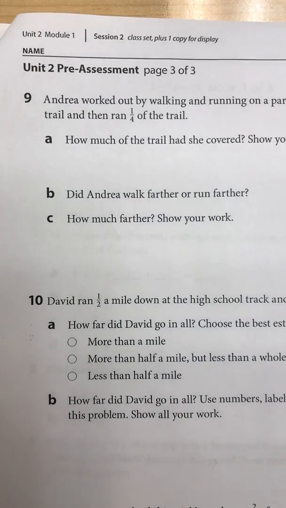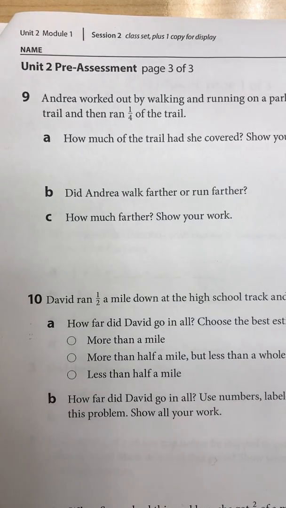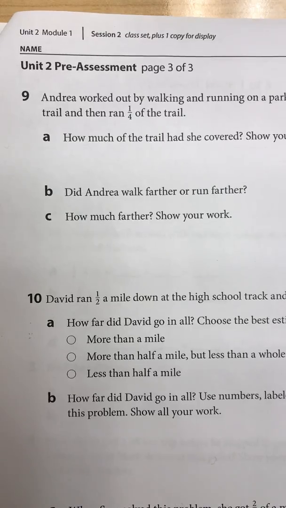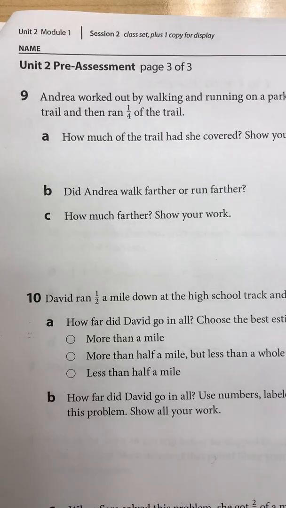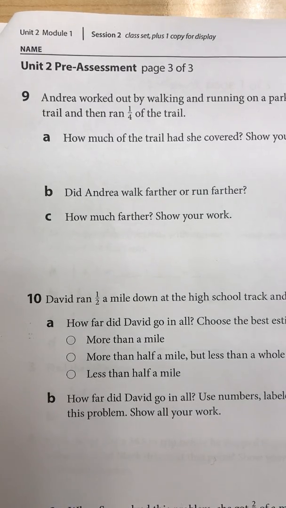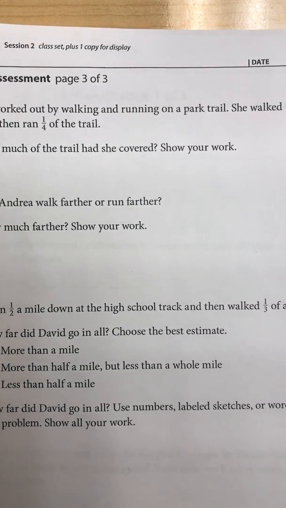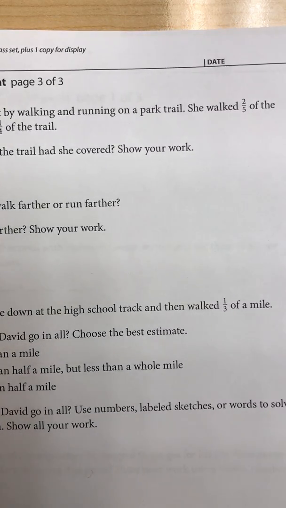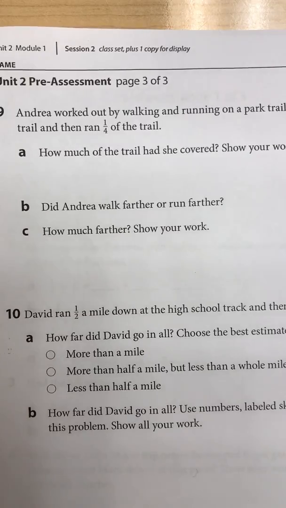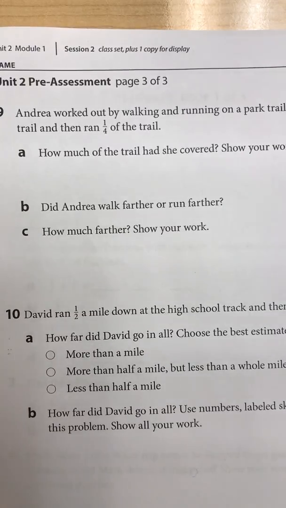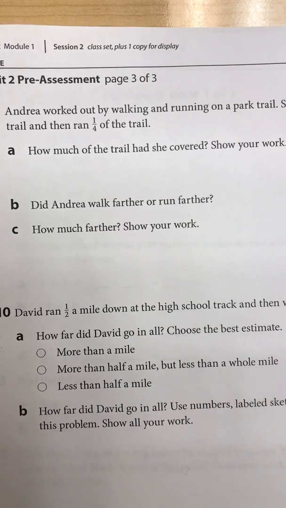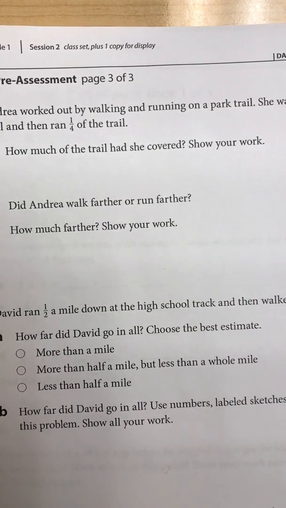All right, this is page 3 of the Unit 2 pre-assessment for Bridges Grade 5. Those of you who have just completed page 1 and page 2, we're now on page 3. So number 9 says, Andrea worked out by walking and running on a park trail. She walked 2/5 of the trail and then ran 1/4 of the trail. Okay, so that's our problem, and then we have to answer these questions. How much of the trail had she covered?